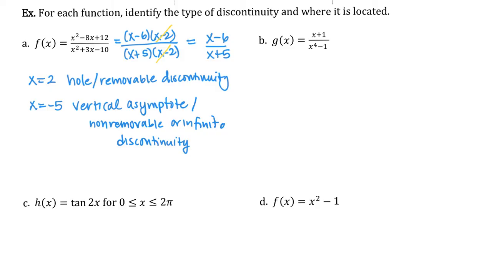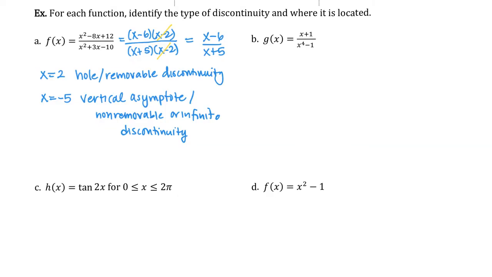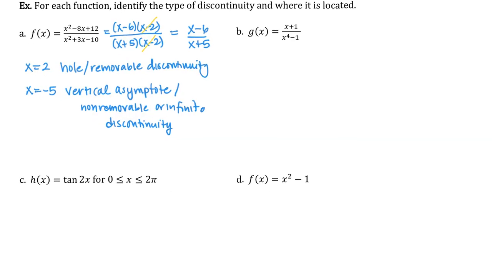Okay, let's go ahead and look at B. It's rational, so I'm going to factor it and see if anything will simplify before I try to find if there's an asymptote. Let's see, x to the fourth minus 1, that's a difference of squares. So this is x squared plus 1 times x squared minus 1. X squared plus 1 doesn't factor more, but x squared minus 1 does because it's a difference of squares again.